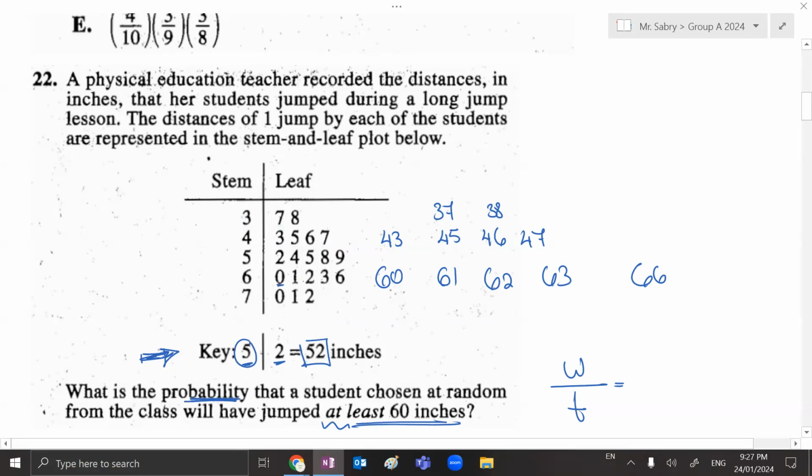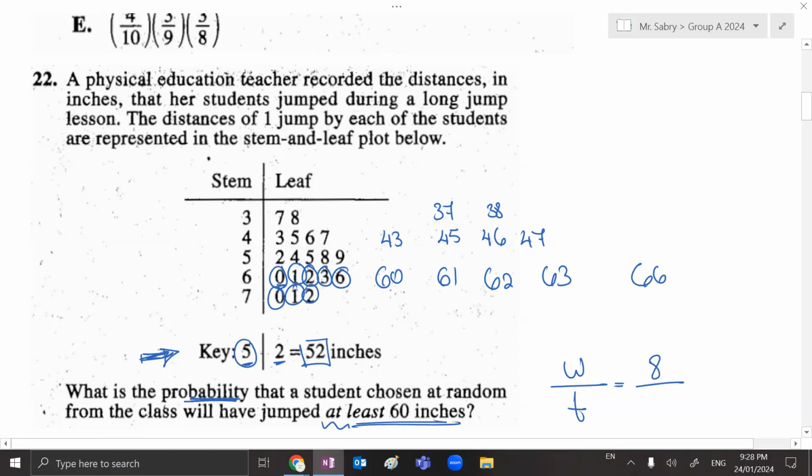So I'll start with this 0 لأن the 0 means actually 0 next to the 6, it means it's 60. 1 next to the 6, it means 61. So it's 1, 2, 3, 4, 5 under the 60s. And then there's also these other 3. So there's a total of 8 numbers that are 60 or more over the total.